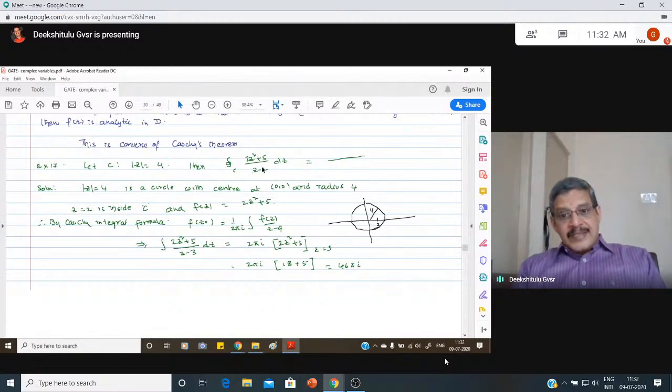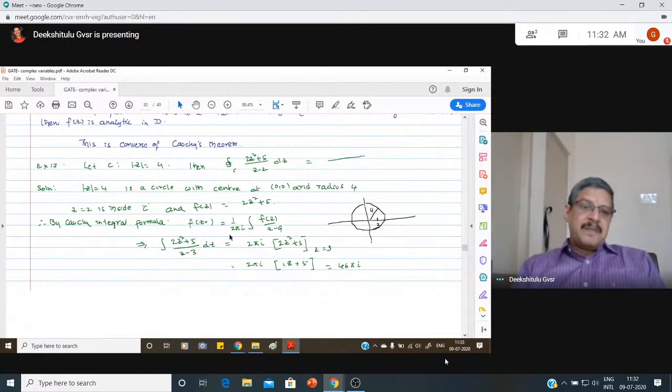Then check whether these points lie inside the given region or not. If they are outside the region, don't worry, the integral becomes 0. If at least one of them lies inside, then you have to apply Cauchy integral formula. If the point lies outside, Cauchy's theorem. If the point lies inside, Cauchy integral formula.